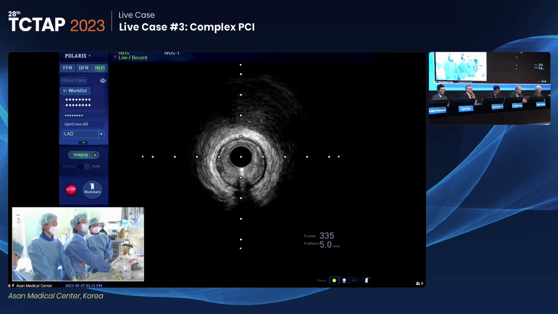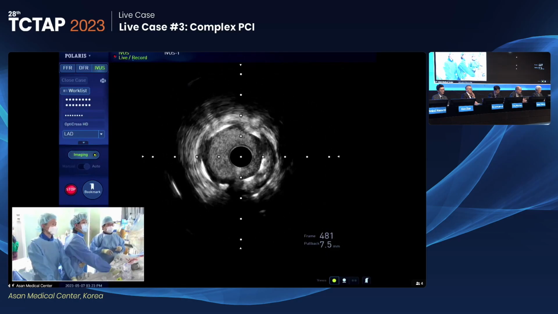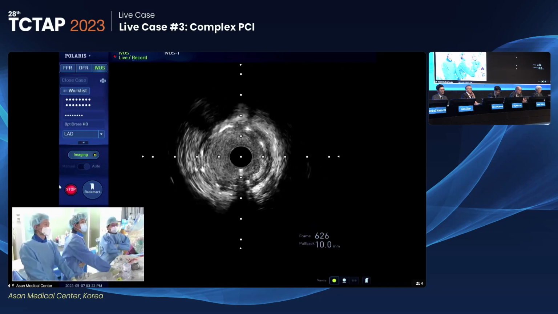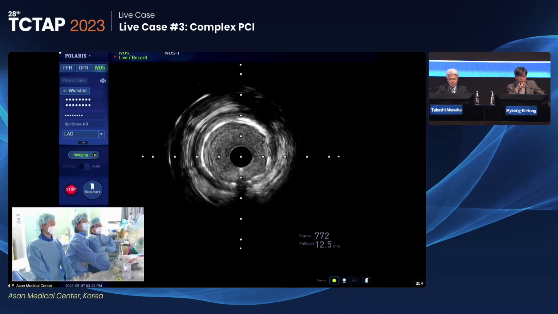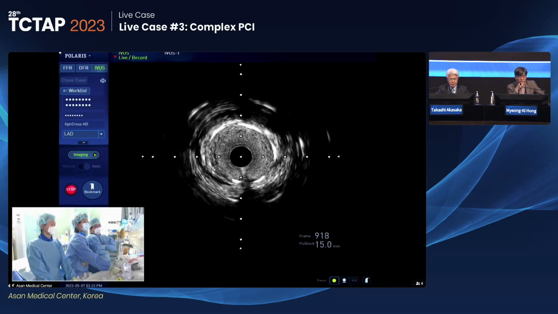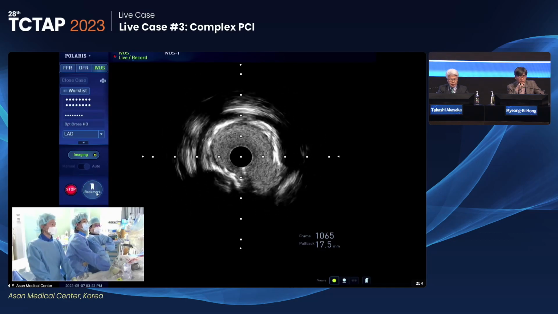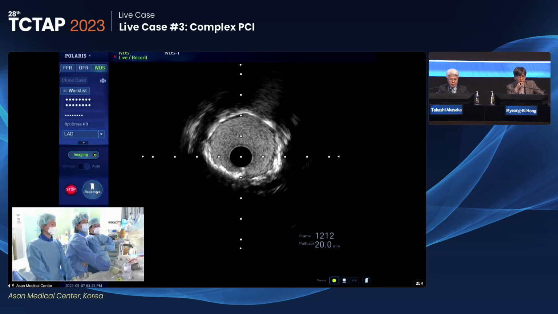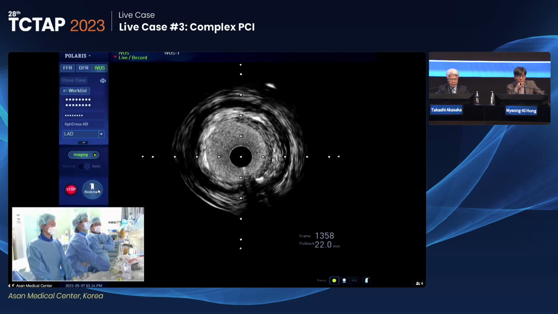So this is IVUS, just distal to the previous stent. So the stent is coming. The stent is relatively well expanded, but there is some neo-intima inside of the stent. We previously implanted a 3.0 stent. Stent diameter looks like 3.0. Some calcium? Yeah, some calcification outside of the stent. Diagonal branch is coming from the 1 o'clock.